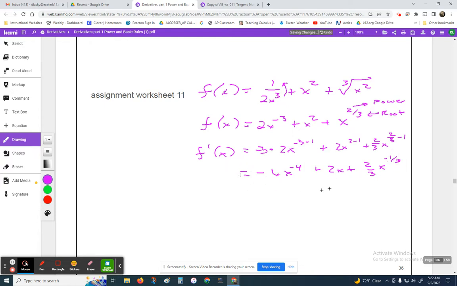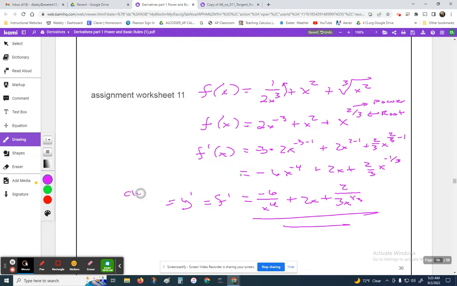Okay, so now we can leave it like that, but usually on a multiple choice question, you've got to clean it all up. So this becomes -6 over x to the 4th plus 2x plus 2 over 3 x to the 1/3. There's my answer for f prime or y prime or dy dx or the limit definition of a derivative.